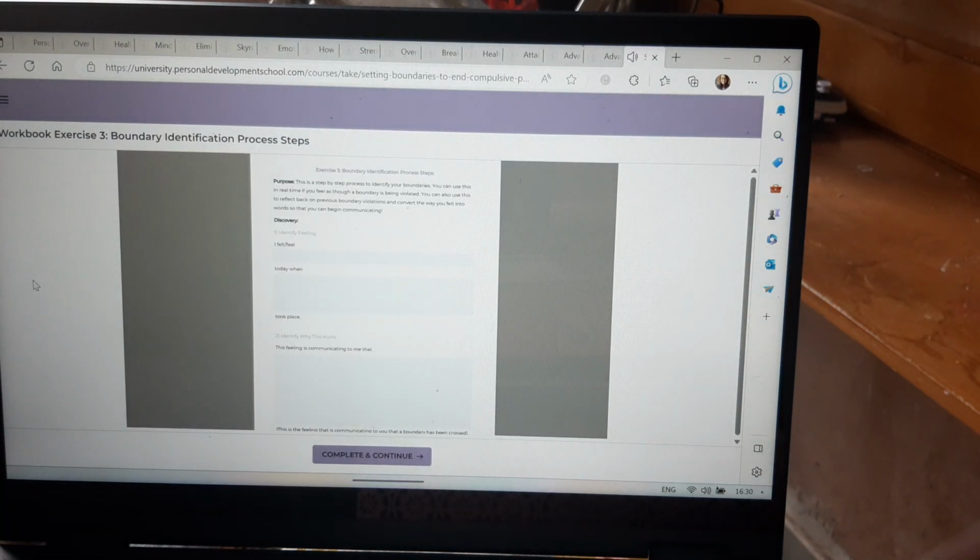So for exercise 3 here, this is the boundary identification process. This is a step-by-step process to help you in identifying your boundaries. You can use this in real time if you feel as though a boundary is being violated. And you can also use this to reflect back on a previous boundary violation and then convert the way you felt into words so that you can start communicating.